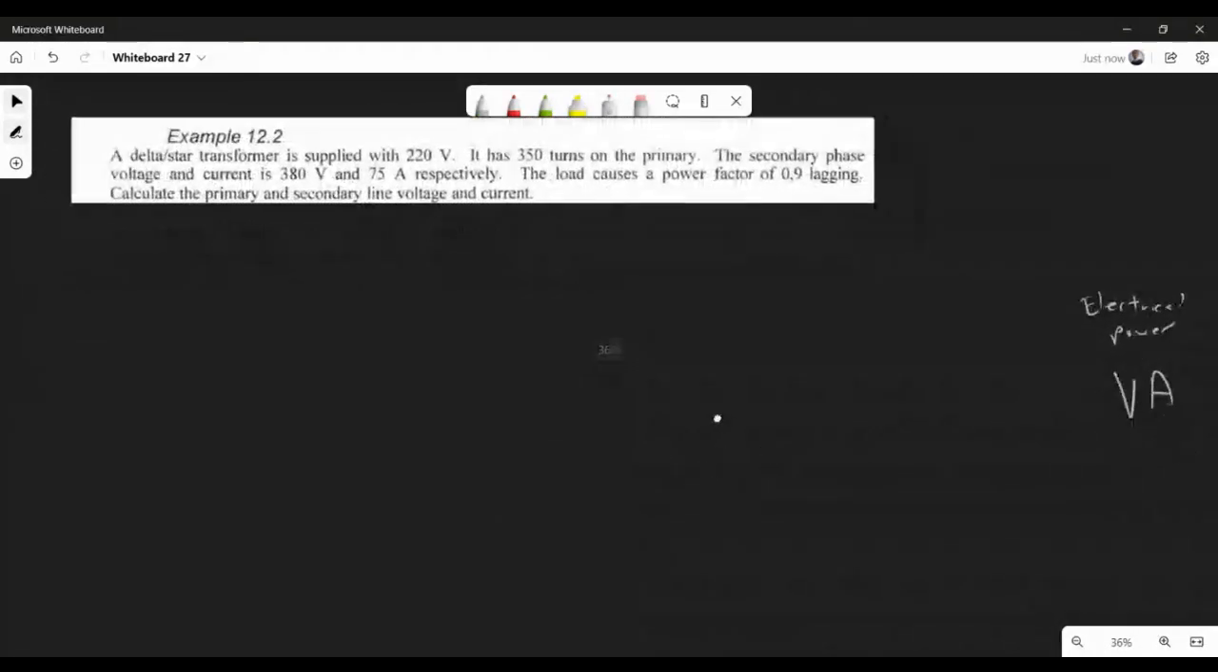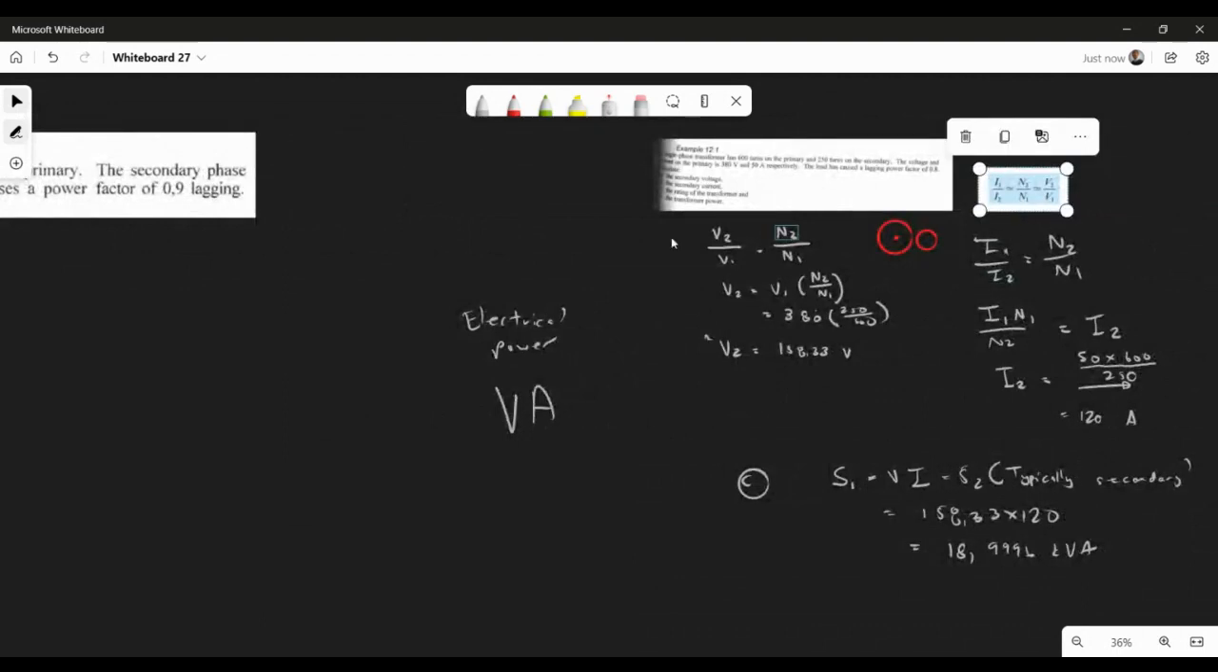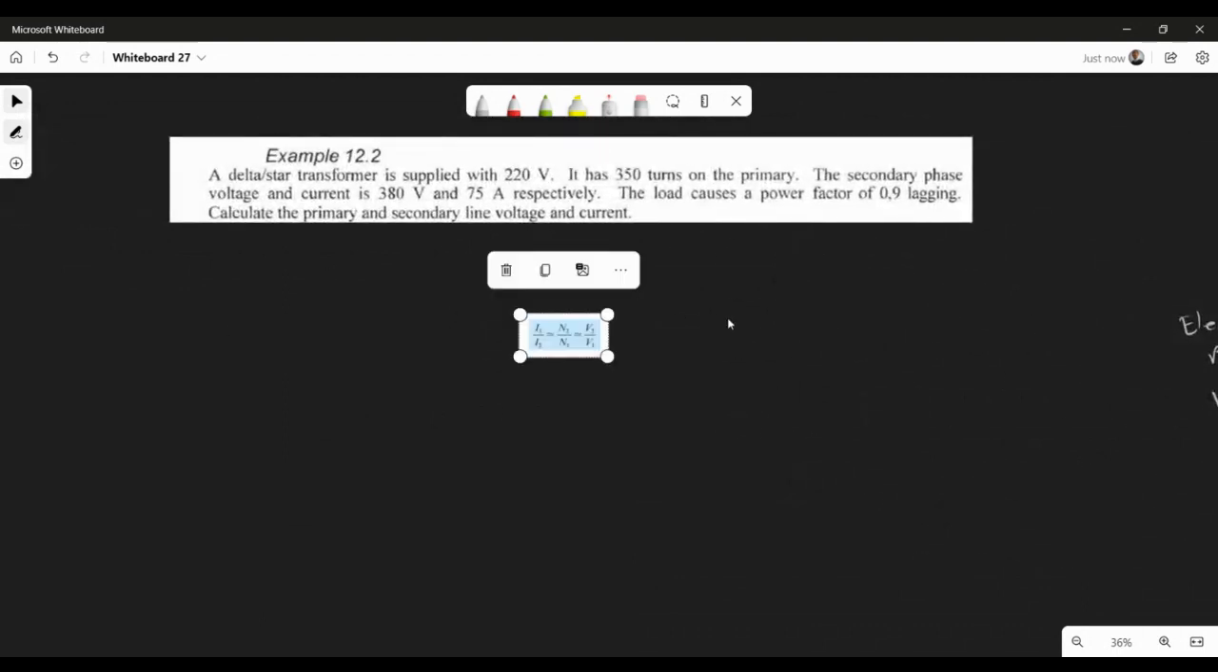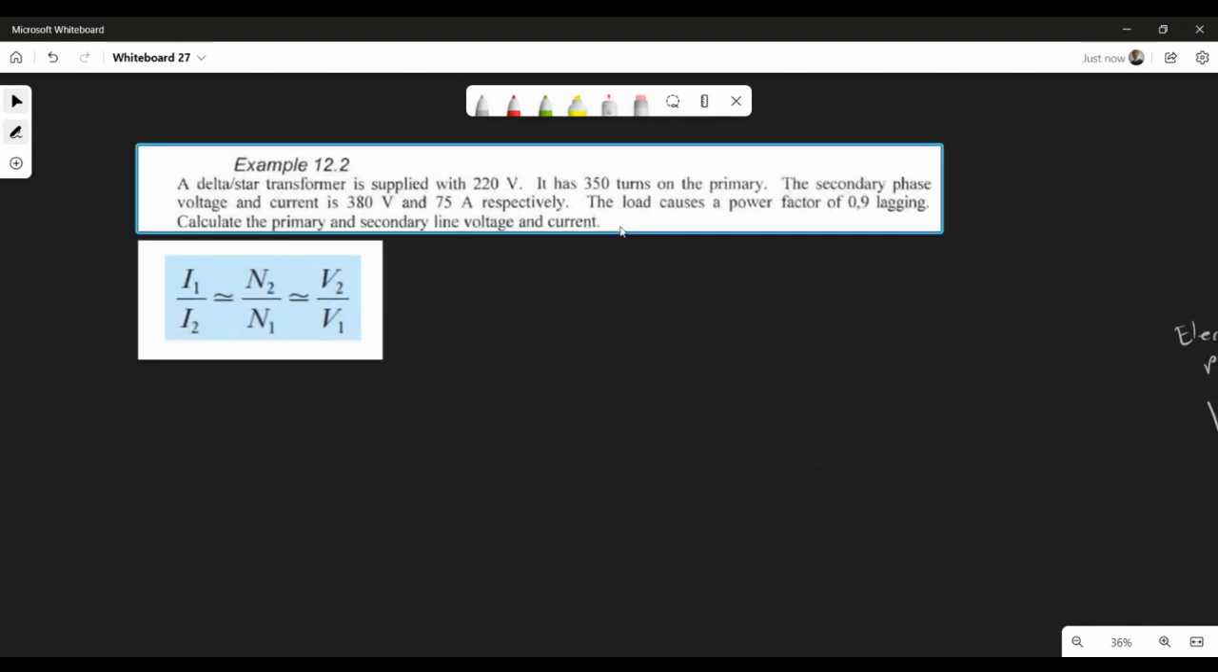So now this is a three-phase one. Cool. So this is one you typically get. Obviously, you're mature now, dealing with big equipment, and you want to work with three-phase type problems, right? So a delta star step up transformer supply with 220. Its primary has 350 turns. Just going to copy the formula again for you. I'll give you the one to try out anyway. And the secondary side has a phase voltage. So remember, automatically when you see three phase, they're giving us phase voltages, not line voltages here. So we must be cognizant of that.